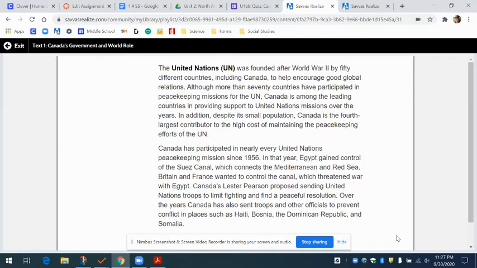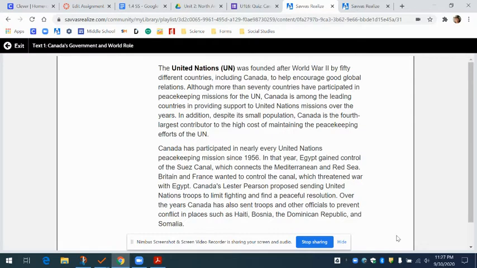efforts of the UN. Canada has participated in nearly every United Nations peacekeeping mission since 1956. In that year, Egypt gained control of the Suez Canal, which connects the Mediterranean and Red Sea. Britain and France wanted to control the canal, which threatened war in Egypt. Canada's Lester Pearson proposed sending United Nations troops to limit fighting and find a peaceful resolution.